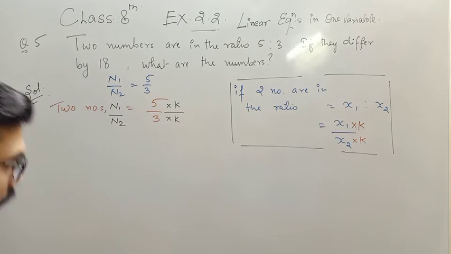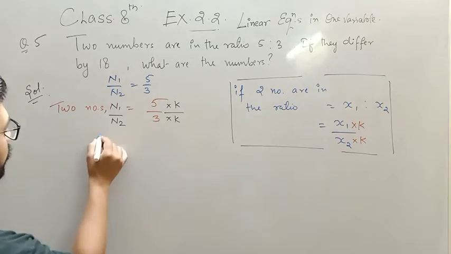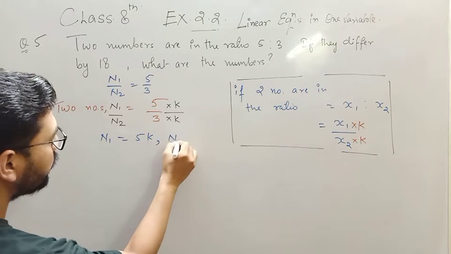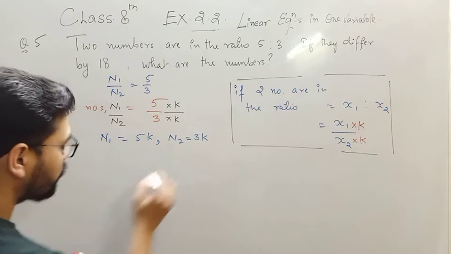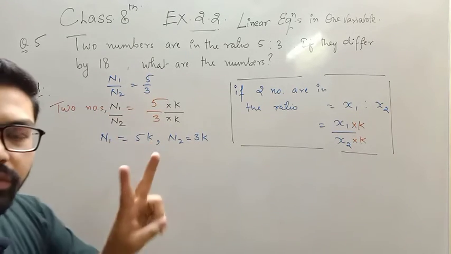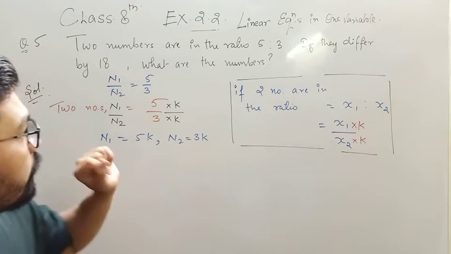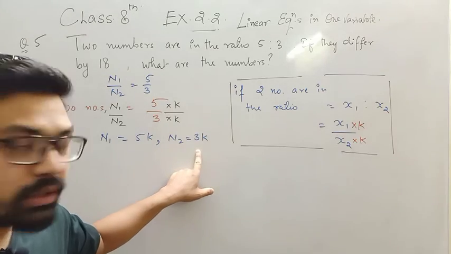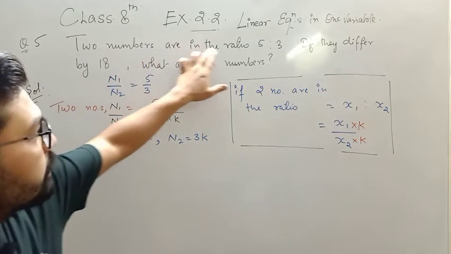Now you can simply write n1 is equal to 5k and n2 is equal to 3k. So these are the two numbers, 5k and 3k. So these are the two numbers you have. Now which one is greater? n1 is greater than n2. Any doubt in this? So two numbers are in the ratio 5:3.